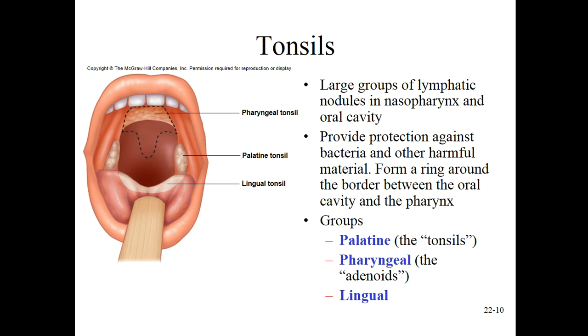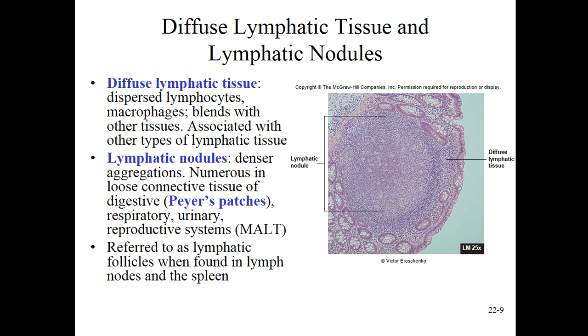Other examples of these guards at the gates include tonsils. These are actually modified lymph nodes in the nasopharynx, in the oral cavity, which help to provide some protection against bacteria finding a way into the body. And they do sort of form a ring around the oral cavity and the pharynx, which are two of our largest portals of entry for germs to find their way into the body.